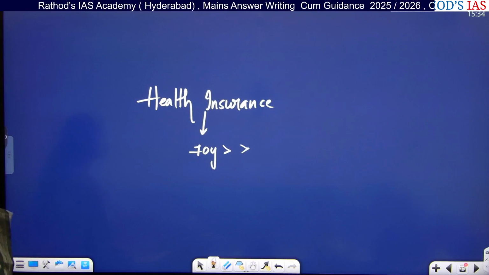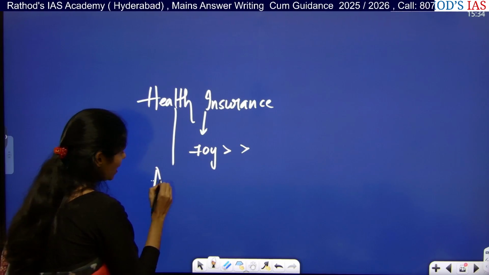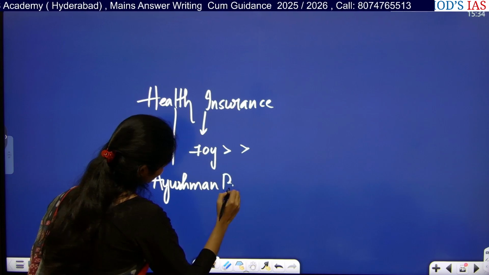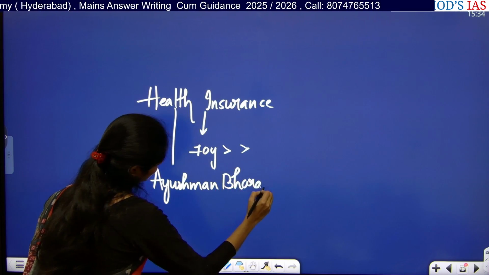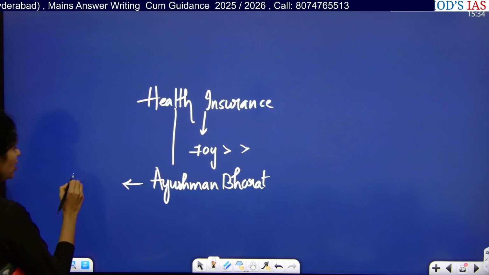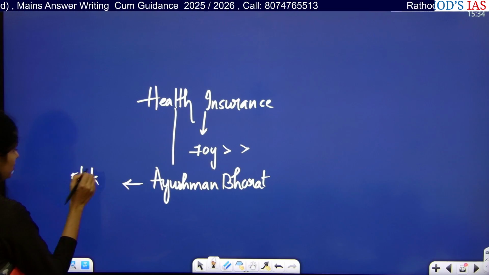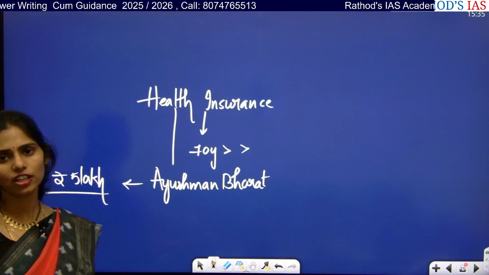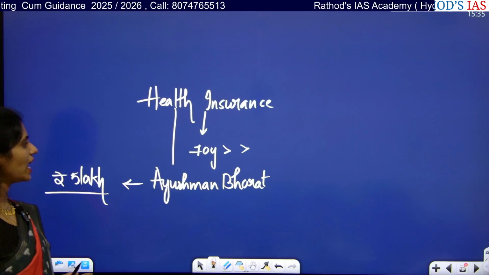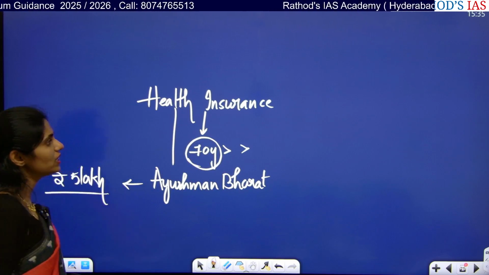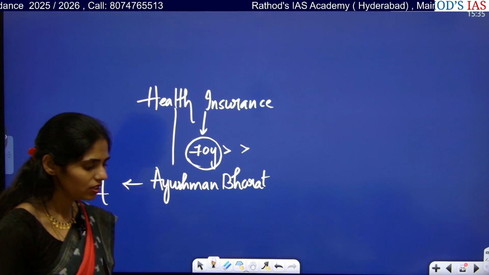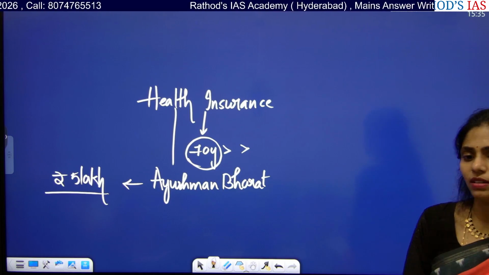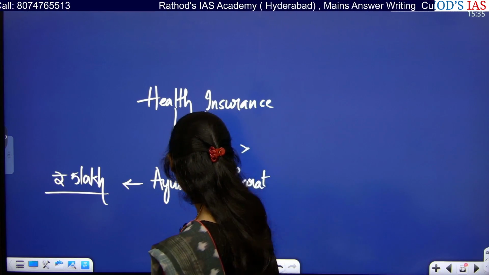Under which scheme? Ayushman Bharat. So what is this Ayushman Bharat scheme about? It provides insurance of 5 lakh rupees per person, right? It covers primary, secondary and tertiary healthcare. So now people who are 70 years or more are getting health insurance. What will be the impact of this move? Whether it is a good move or a bad move? Tell me whether it is good or bad.